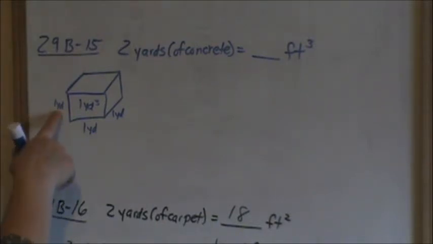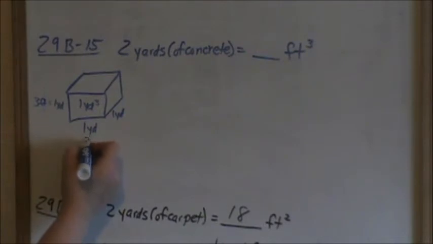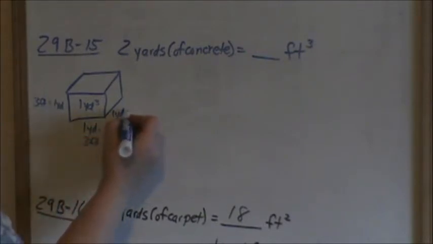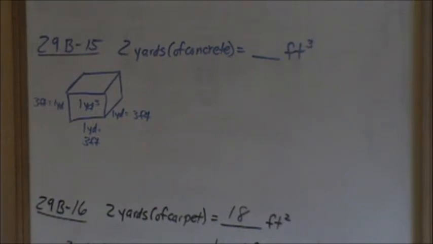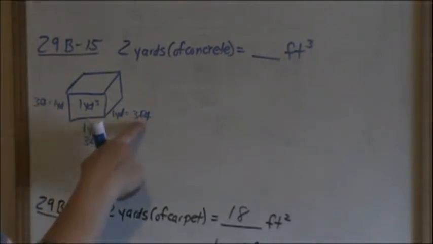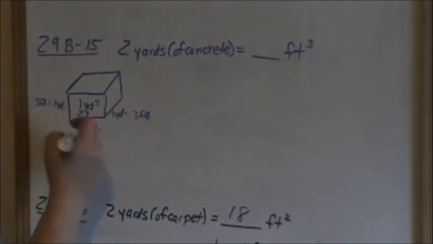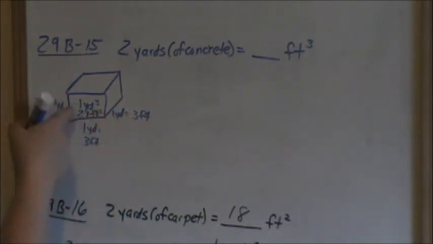But if we wanted to use feet, remember there's 3 feet in a yard. So for this 1 yard, we're going to say 3 feet. That's 3 feet. This one over here is 3 feet. So if we want to turn it into cubic feet, then we can say the volume of this is 3 feet times 3 feet times 3 feet. 3 times 3 times 3 is 27, and feet times feet times feet is cubic feet. This just shows you that 1 cubic yard is the same as 27 cubic feet.